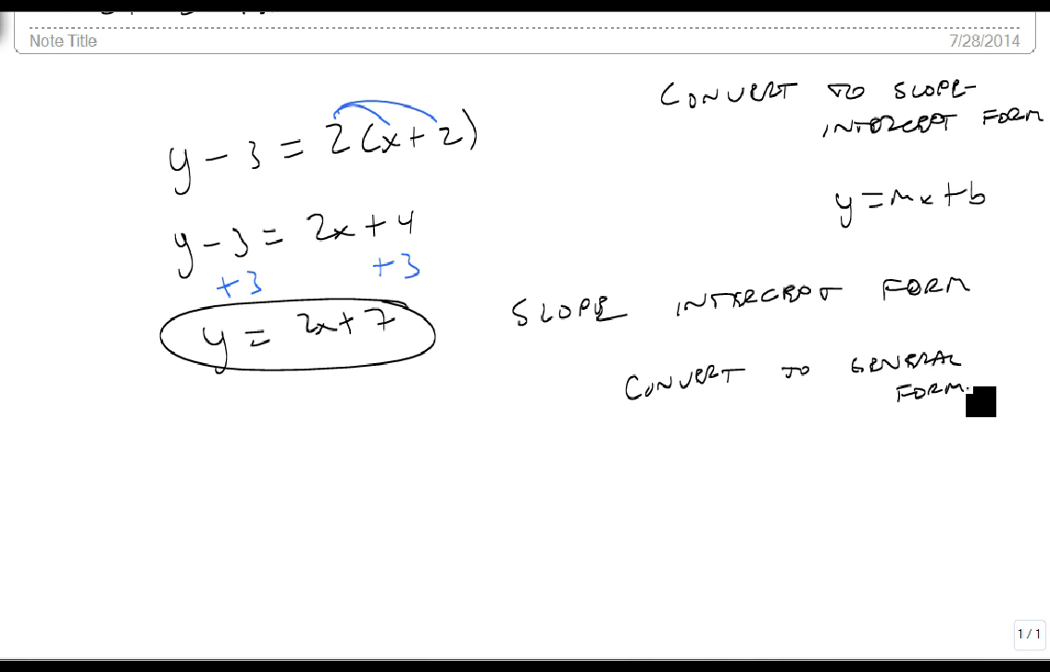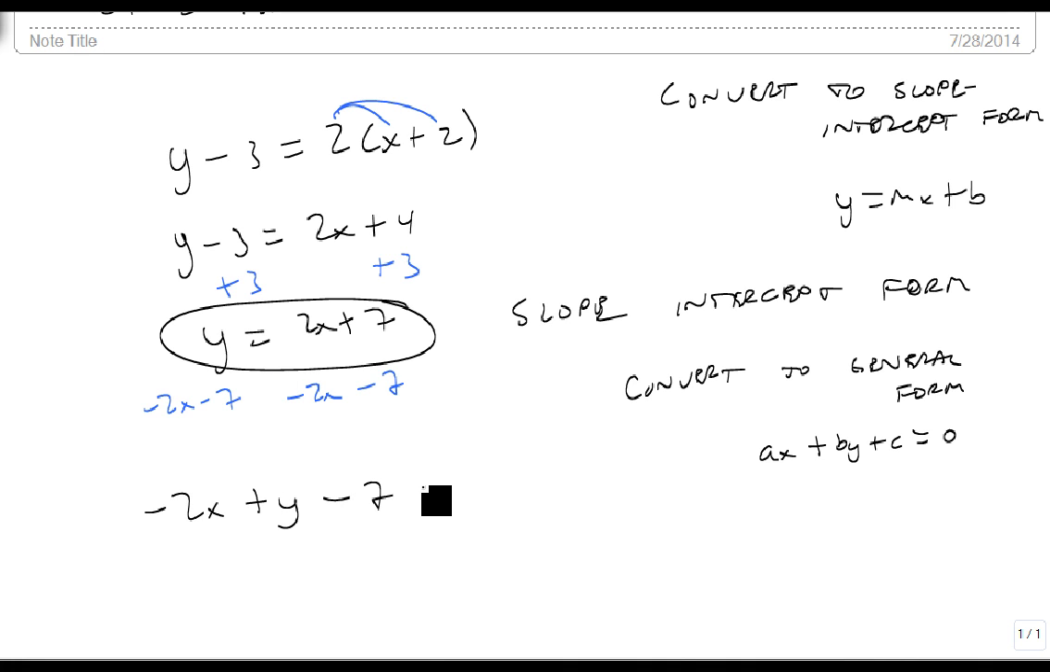And here in general form, remember, general form is ax plus by plus c equals 0. So all we're going to do is subtract 2x and subtract 7 from both sides and write it in order. So we get our x first, then our y, then our c, and we set that equal to 0. And now we're in general form.